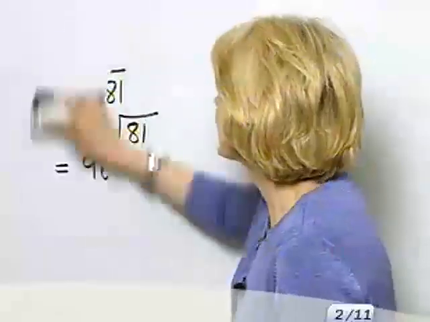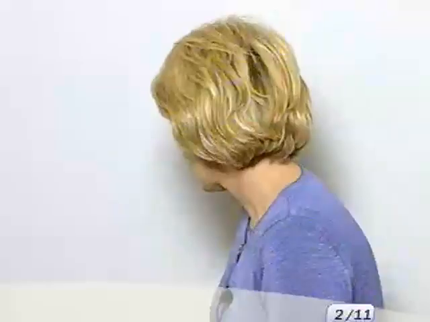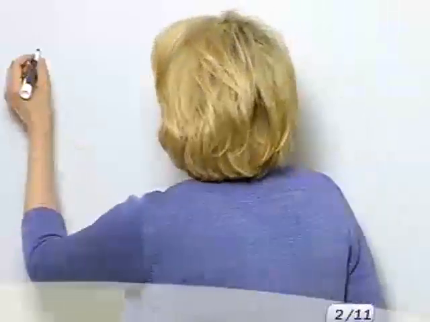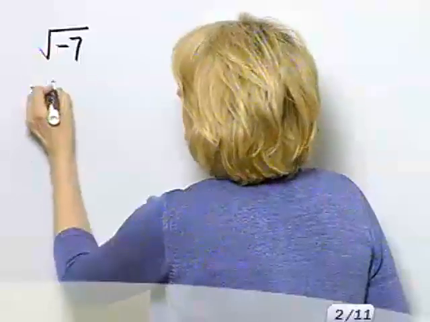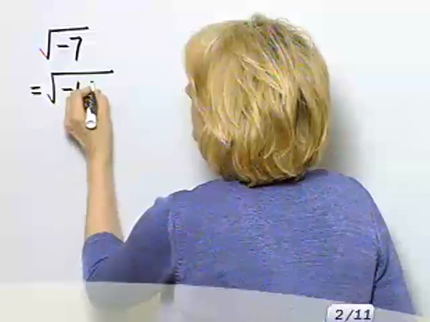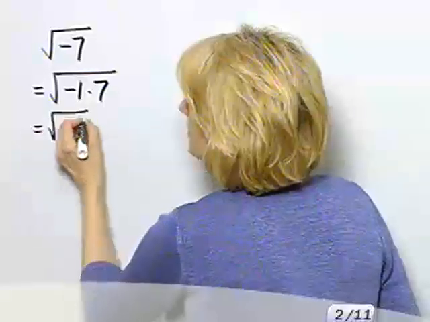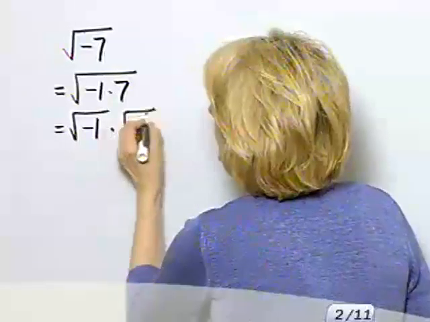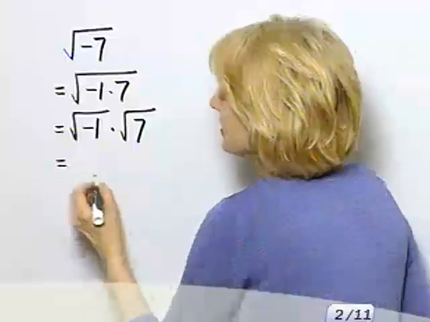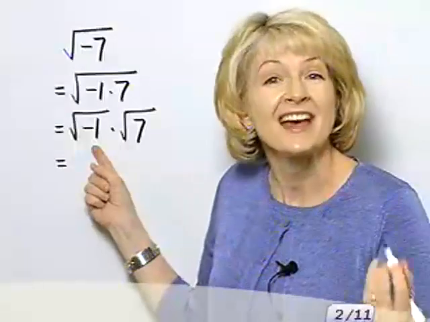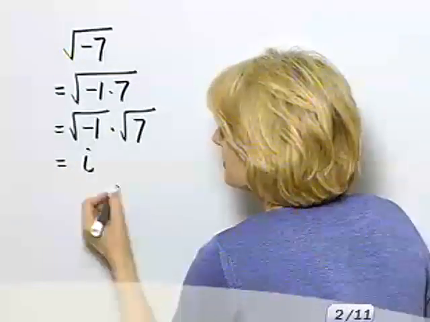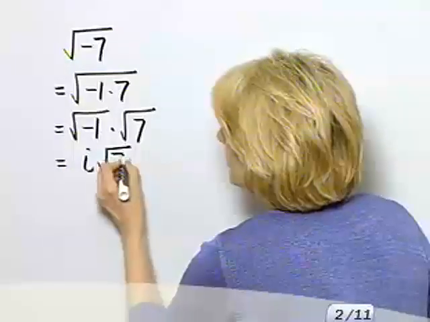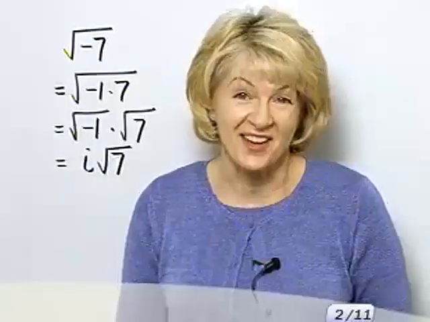What about, for example, the square root of negative 7? Well, that is the square root of negative 1 times 7. So it is the square root of negative 1 times the square root of 7. The best I can do is write this as i times the square root of 7, or just i square root of 7.